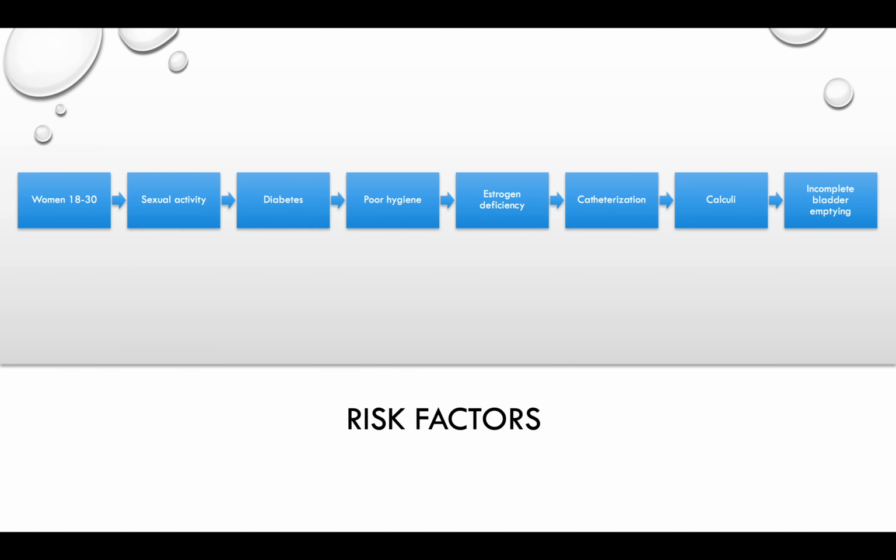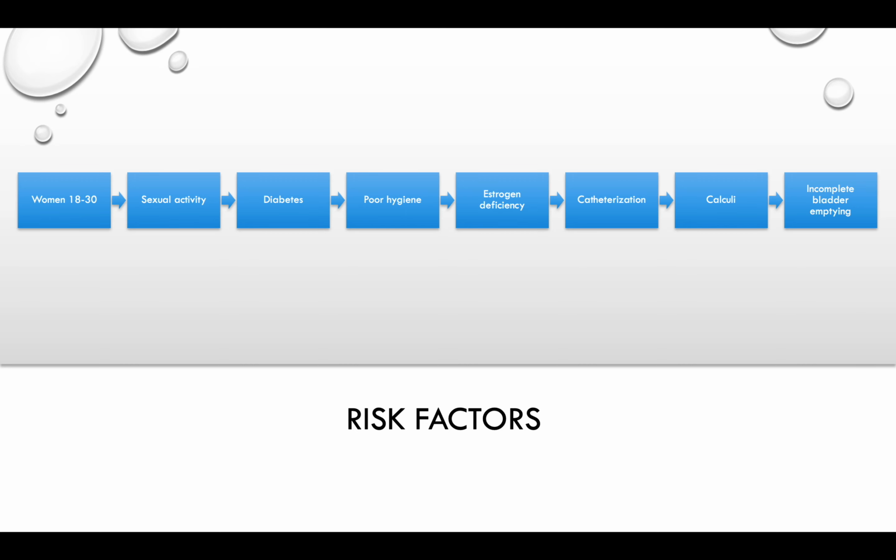And just the physical anatomy, in addition to the length of the urethra, the anatomical location and how close it is to other orifices, such as the vaginal opening, as well as the anus, really puts some additional factors into why women are at increased risk for UTIs.